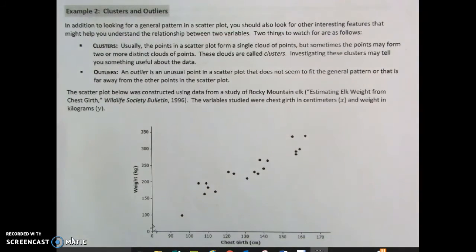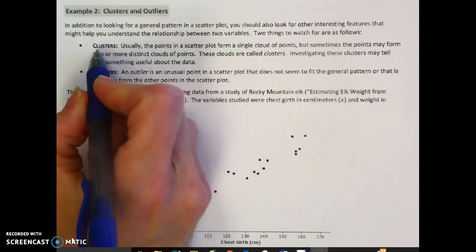All right, the other thing we're going to look at here with example 2 is two things called clusters and outliers. A cluster: usually the data isn't really clumped together anywhere. Usually it's in some type of pattern, but sometimes the points may form a distinct cloud of points, or usually two or more distinct clouds of points. This is called a cluster. So we have a group of numbers put together.